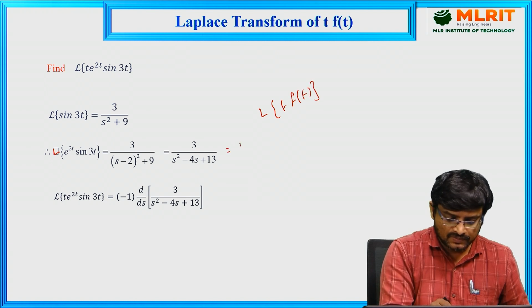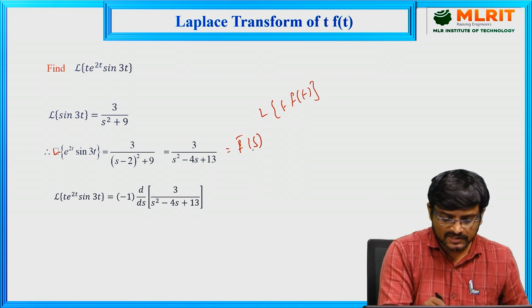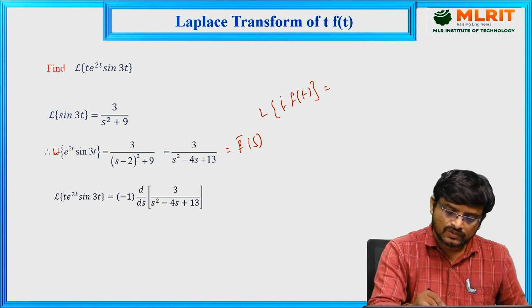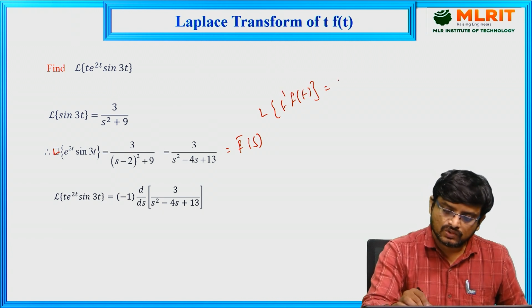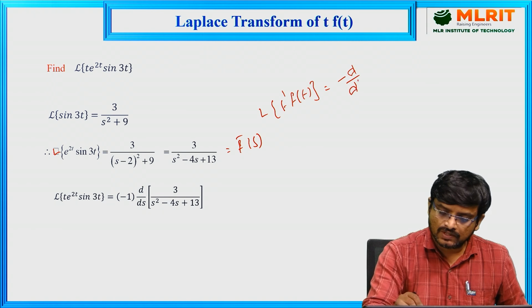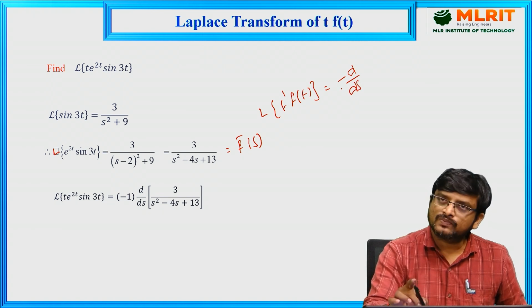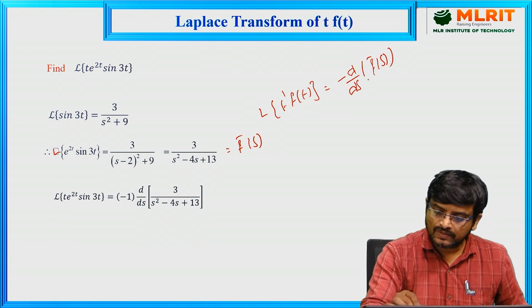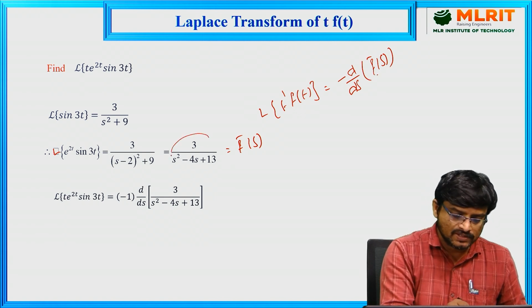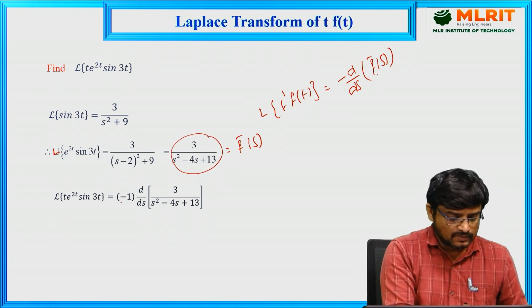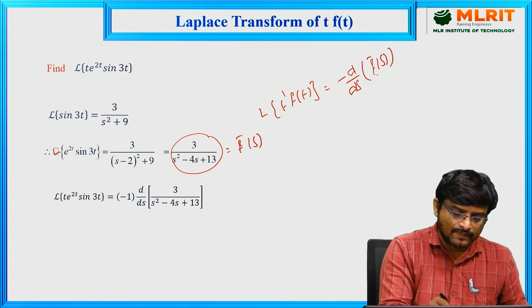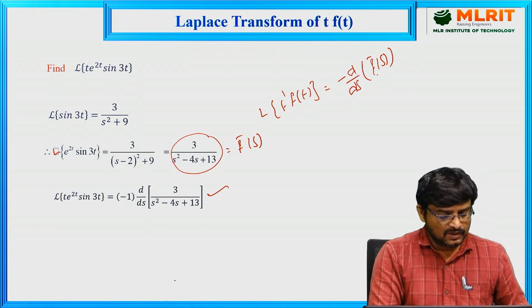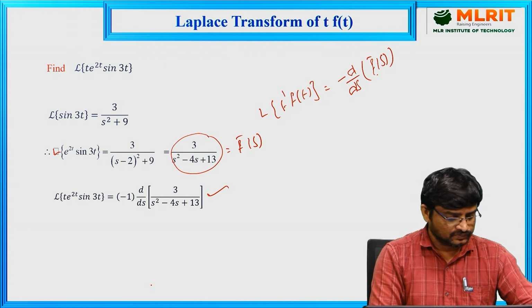So we got this value, consider this as f bar of s. Since the power of t is 1, we keep the minus sign, d by ds. The power of s is 1, so we apply only one derivative to f bar of s. So what is our f bar of s here? This is our f bar of s. So minus 1 into d by ds of f bar of s. Now apply the derivative for this.